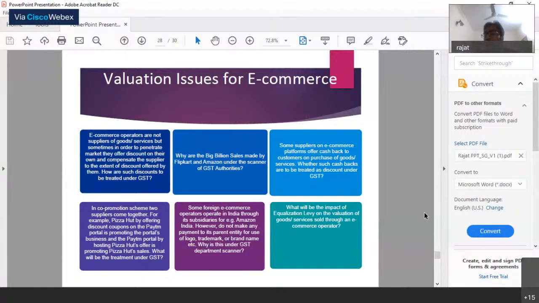But if there is a cashback from an electronic commerce operator or by the supplier himself, you would require to see what is the accounting treatment of the cashback, whether the cashback is treated as an expense in the books, or whether your sale price is considered as a net of cashback. If it is considered as a net of cashback in your books of account, then obviously it lends the character of a discount. But if it is treated as an expense in your books of accounts, then cashback will form part of the value.